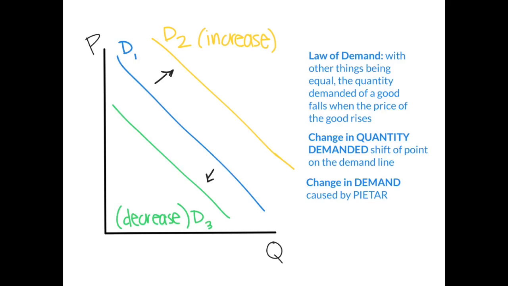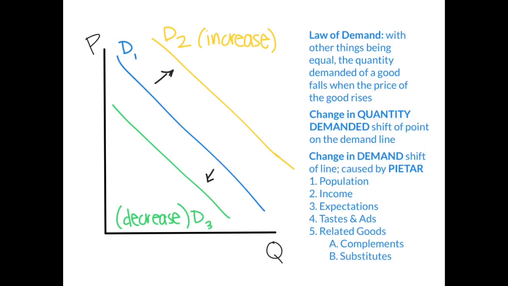Now, shifts in the demand are caused by this acronym called PITAR, which stands for population, income, expectations, tastes and advertisements, or related goods, which could either be complements or substitutes.